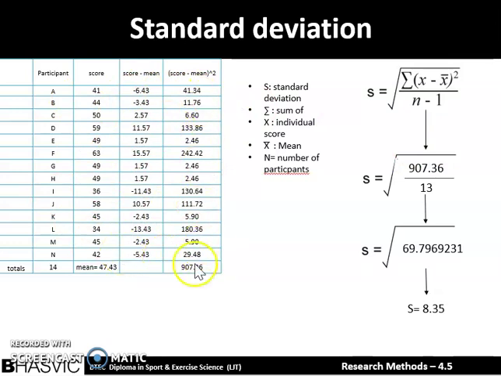So you do all of that for each individual row. Once you've got all of the data set, you would then add them all together. So that's the sum of. So you're adding all of these, which gives you 907.36, which is worked out here.